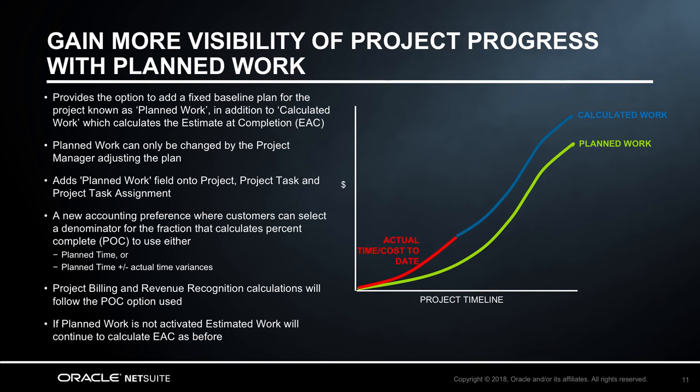Previously, estimated work was recalculated to reflect any variances between time actual worked and time planned as the project forecast. Some customers expressed a desire to enhance this powerful capability with a fixed baseline project plan for the duration of the project in order to monitor project progress against the baseline plan as well as the forecast. In response to this request, we've provided an option to add planned work as the fixed baseline plan and optionally to link this to percent completion for project billing and revenue recognition based on project progress, giving customers the choice to take whichever approach is more suitable to them.